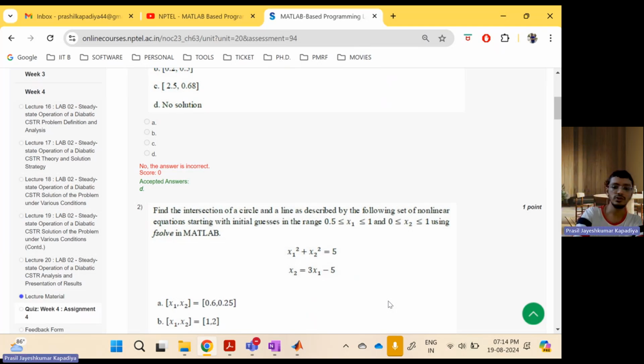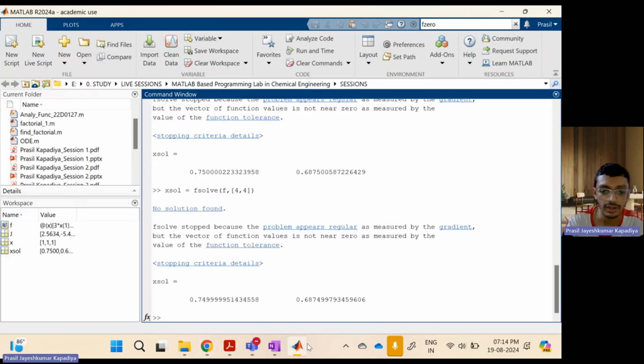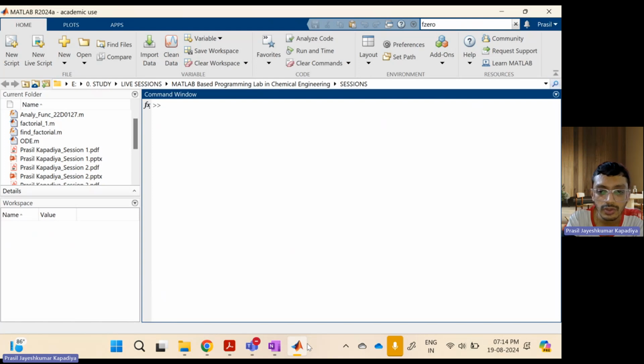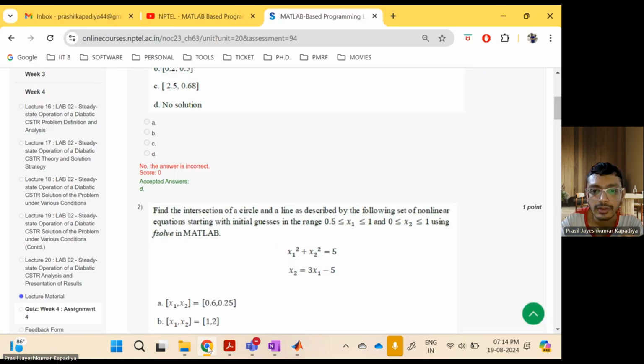Okay, so let's try to solve this equation. So I will just do clc here. Okay, let's first solve it this way. So I need to write f is equal to at the rate of x. Then in brackets, as it's a matrix, I need to use a square bracket. My equation is x1 square plus x2 square minus 5.